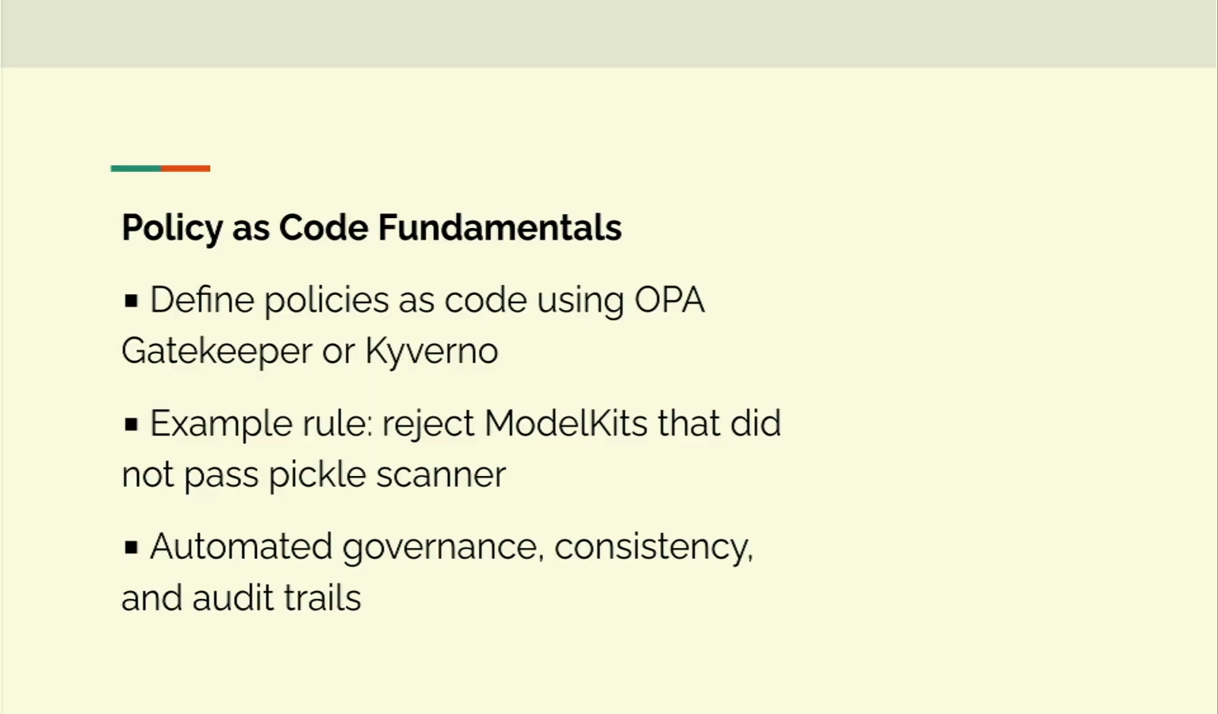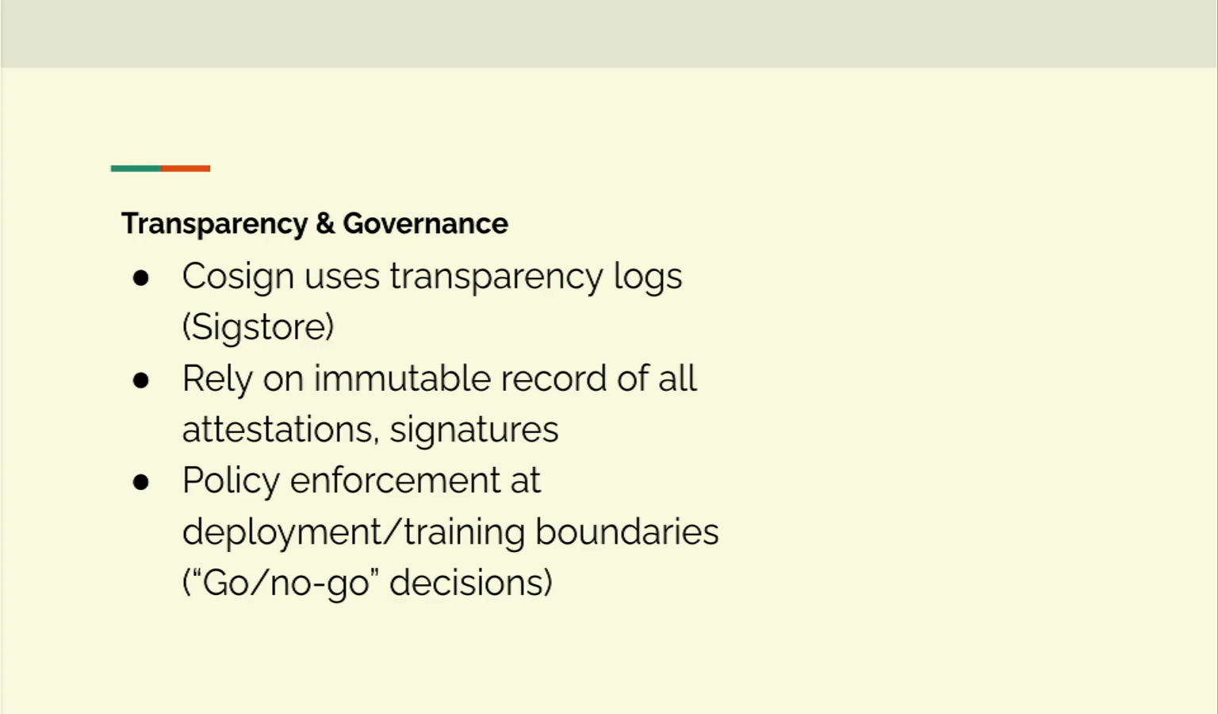You can define these policies in your production workload, and this way you can automate the governance of your entire AI system. And with Cosign, you also get transparency. You get an immutable record of all of the attestations that you have defined. And with policy enforcement at deployment, you ensure that untrusted models are not getting into production.